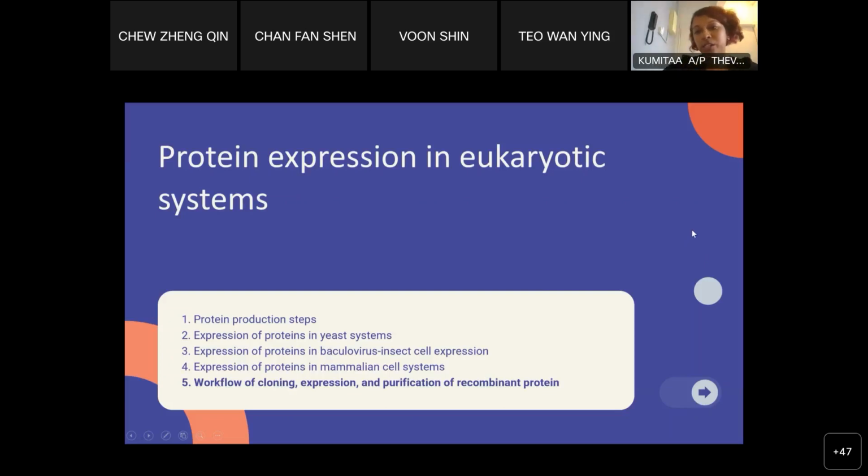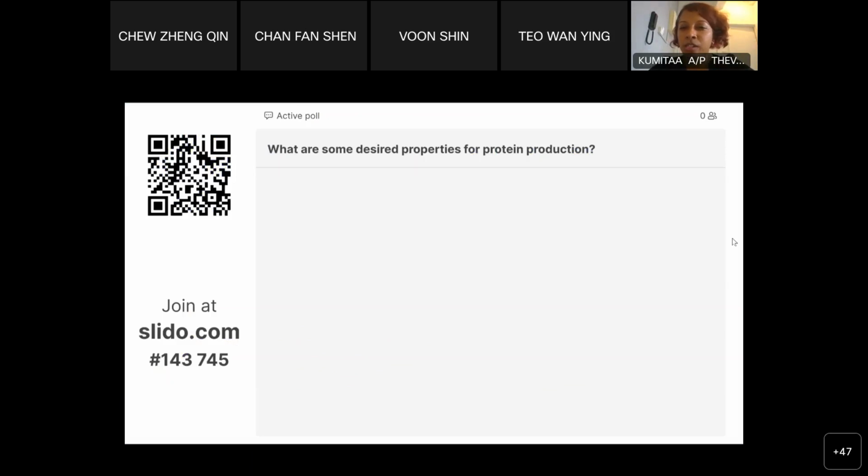All right, we are down to the last part, workflow of cloning, expression, and purification of recombinant protein. I'll finish this part and then open up for questions. I'm going to skip this for today since we only have a couple of minutes left.